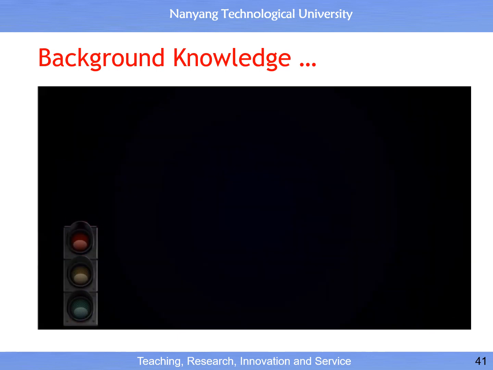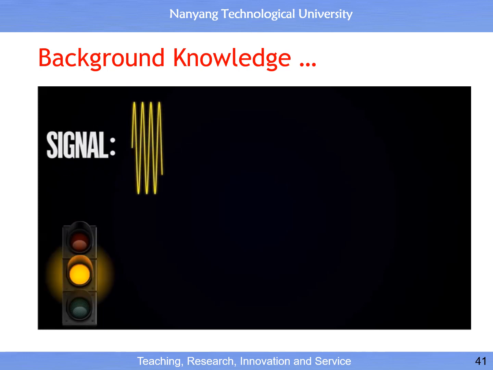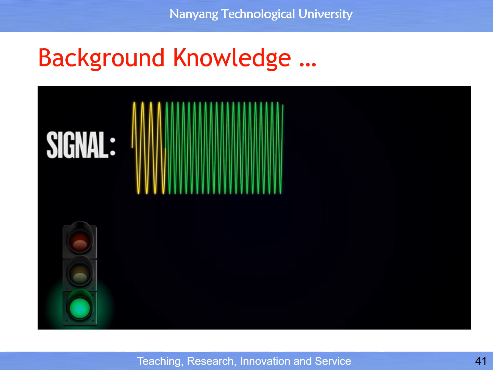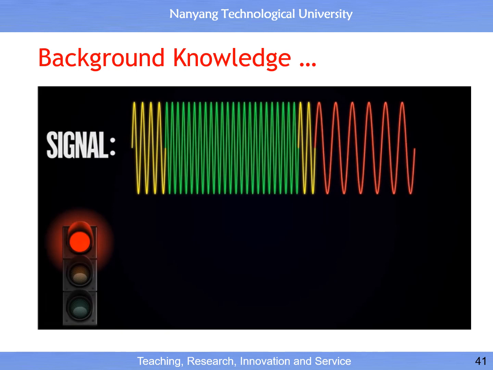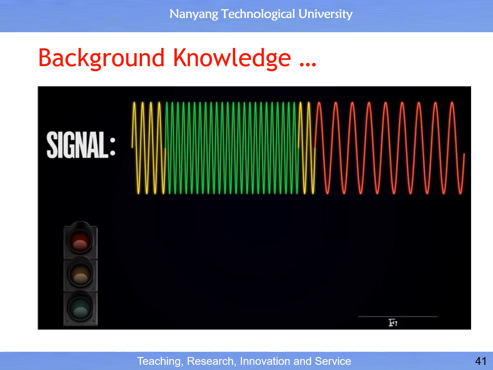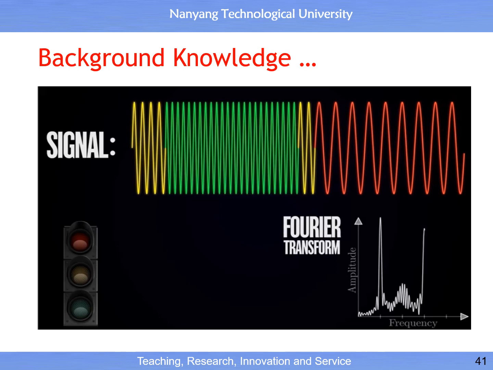Now suppose the traffic light gets broken, and the order of colors gets all messed up. For example, it's yellow for 2 seconds, then green for 8 seconds, then again yellow for 1 second, and then red for 9 seconds. If you look at the Fourier transform, you will see pretty much the same picture with the same 3 peaks corresponding to color frequencies.